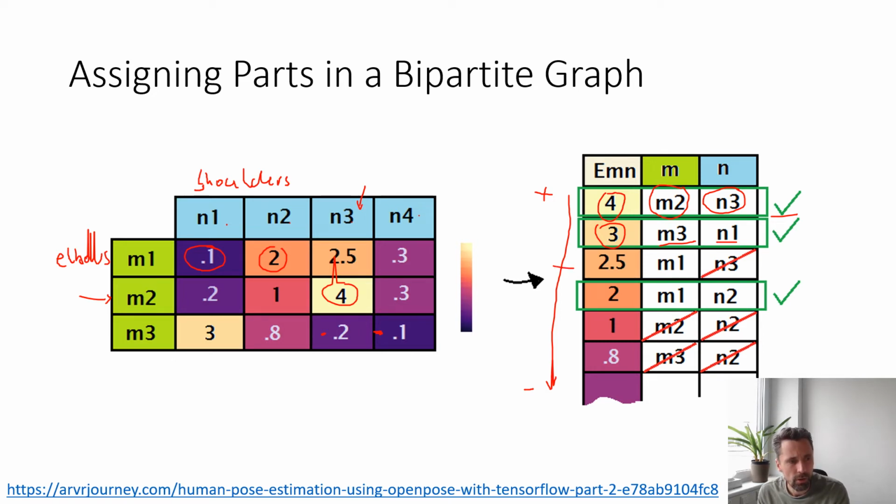Now in the third row here, elbow number 1 would be connected to shoulder number 3, but shoulder number 3 already appeared here. And so we cannot and will not assign these together. And then we can continue and assign parts to belong to each other in this greedy fashion. Now it's greedy, so that means it's not guaranteed to have a global optimal solution, but for most poses it works, and it's quite fast.